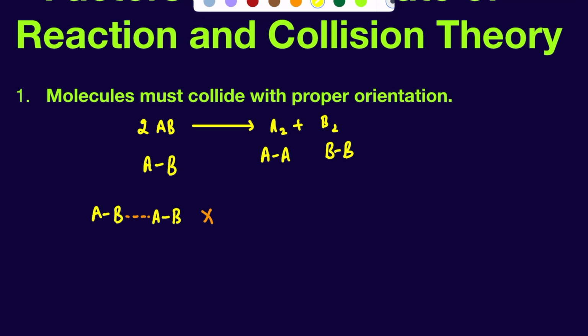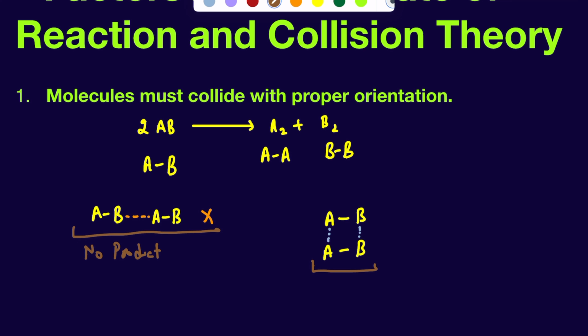Let me write up another orientation, where I have an AB here and another molecule of AB right below it, and this is how they're colliding in this particular case. It seems like this is a better orientation. So along with having the molecules colliding with one another, you must also have a proper orientation. If you have a collision that does not have a proper orientation, no products would be made. When you have a collision with a good orientation, it may make product.